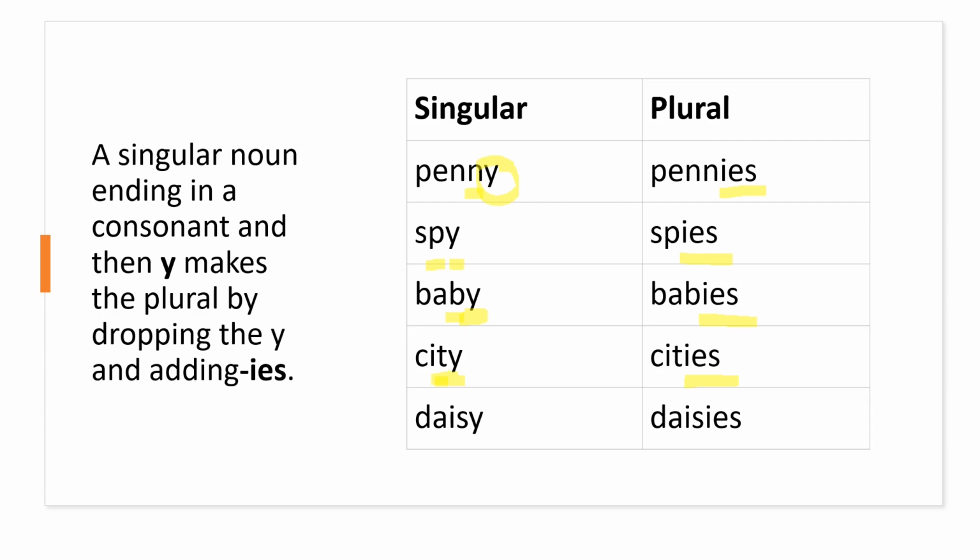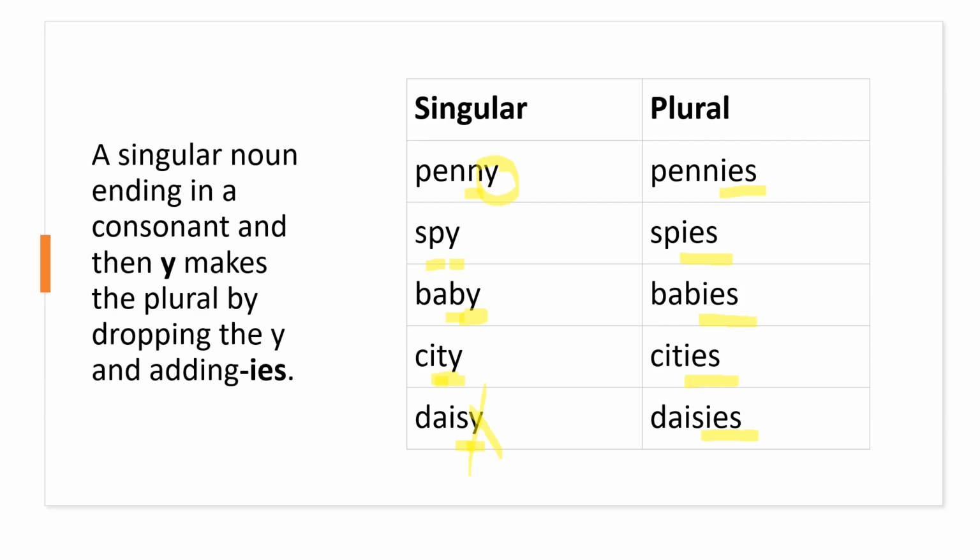Then we have daisy. Again, S is consonant and we have Y here. So we will drop the Y and add ies after S. So it becomes daisies. Daisies.